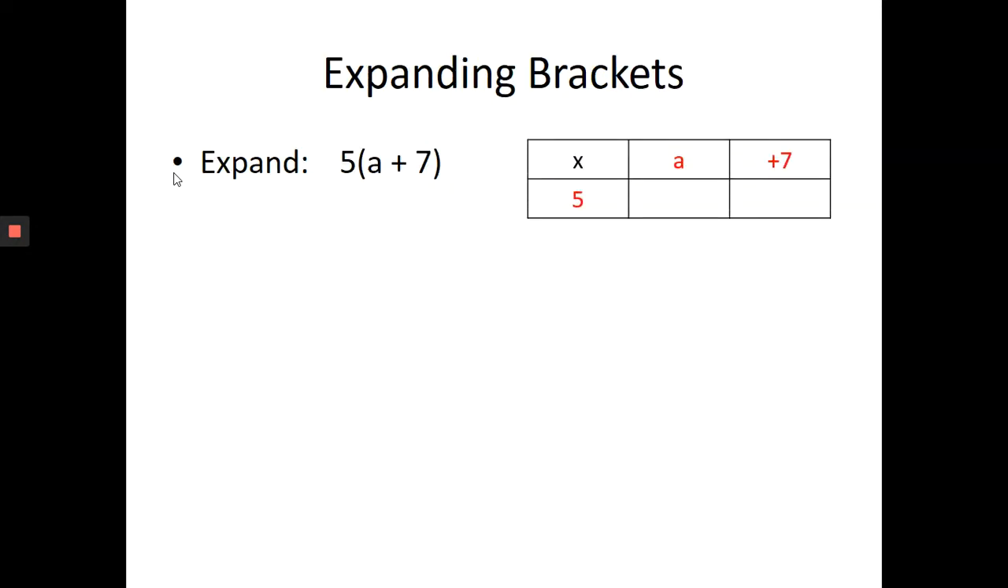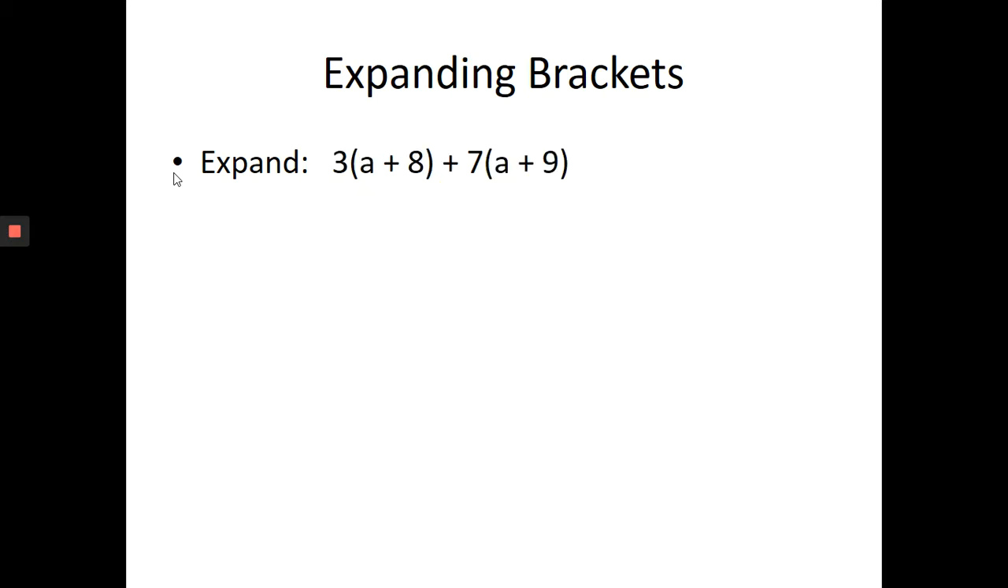Next, I'm going to show you a different method using a table. So everything on the outside of the bracket goes down underneath the times. Everything on the inside of the bracket goes at the top. Now we've got 5 times a, which equals 5a. Then 5 times 7, which equals 35, and you put the positive back in, so it's add 35. Can you try that one, please, in your books?